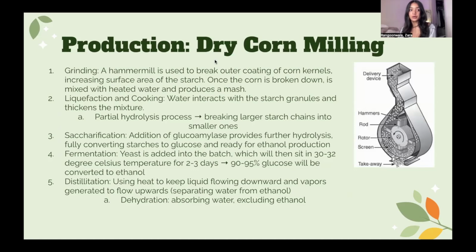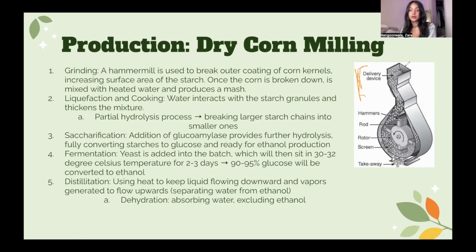So, moving on to the development of ethanol, dry corn milling is the process of production that ethanol will go through. This is used with five steps: grinding, liquefaction, saccharification, fermentation, as well as distillation. For the first step in the process, it uses grinding, which uses the hammer mill, this machine right here. The hammer mill is used to break outer coatings of corn kernels, increasing surface area of the starch.